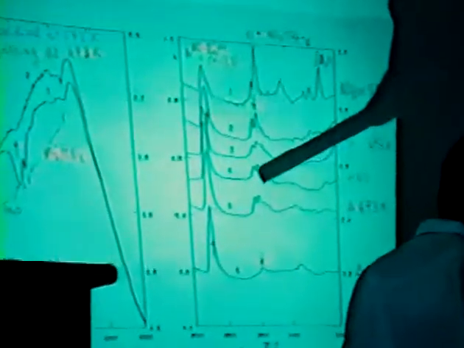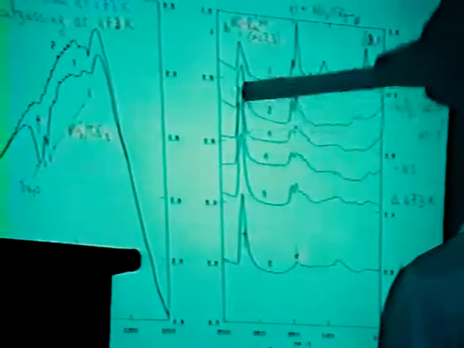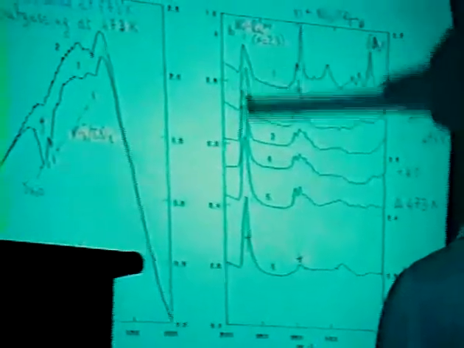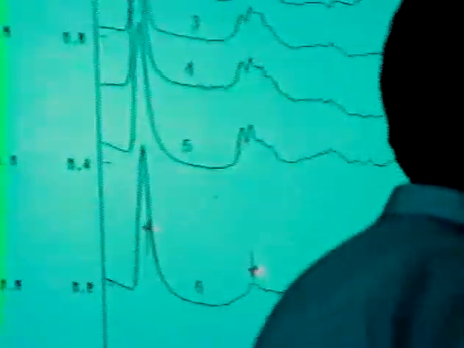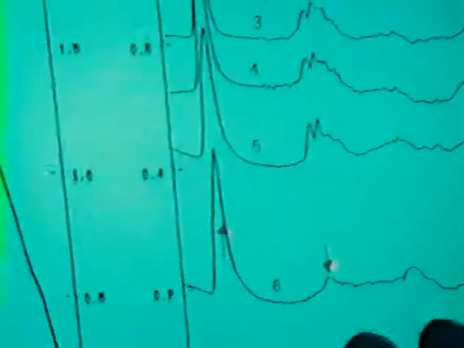And if this is heated also at 200 degrees centigrade, and I absorb NO, the experiment shows that the NO absorbs again on the ruthenium sites, but the nitrate species are not formed at higher temperature. Okay, this is the first part of my talk.